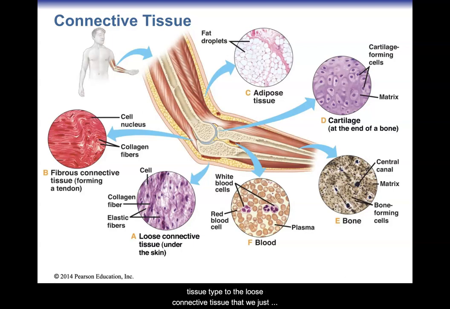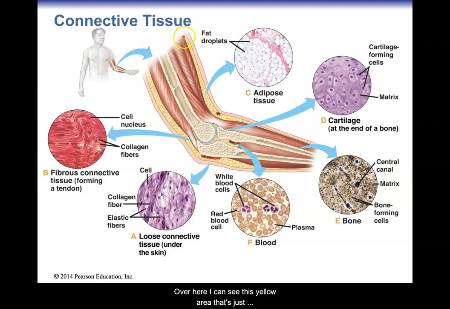If I compare this tissue type to the loose connective tissue that we just talked about, I can see a difference in the organization of the cells. Here's a cell, there's a darkly stained nucleus, here's another cell, here's another cell. There's actually an organization to them. I can see some parallel fibers running. So there's not a random structure to fibrous connective tissue. There's an organization, and the cells and the fibers are a little bit more tightly packed than they would be in loose connective tissue.